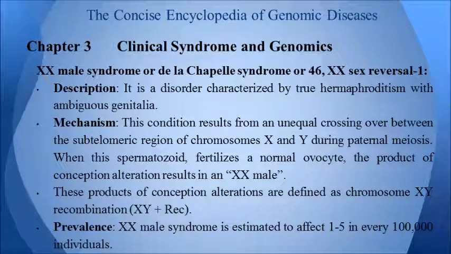XX male syndrome, or De la Chapelle syndrome, or 46,XX sex reversal 1, is a disorder characterized by true hermaphroditism with ambiguous genitalia. This condition results from an unequal crossing over between the subtelomeric region of chromosomes X and Y during parental meiosis, resulting in an X chromosome that contains the normally male SRY gene. When the spermatozoid fertilizes a normal ovocyte, the product of conception results in an XX male. These alterations are defined as chromosome XY recombination. XX male syndrome is estimated to affect 1 in 20,000 to 100,000 individuals.